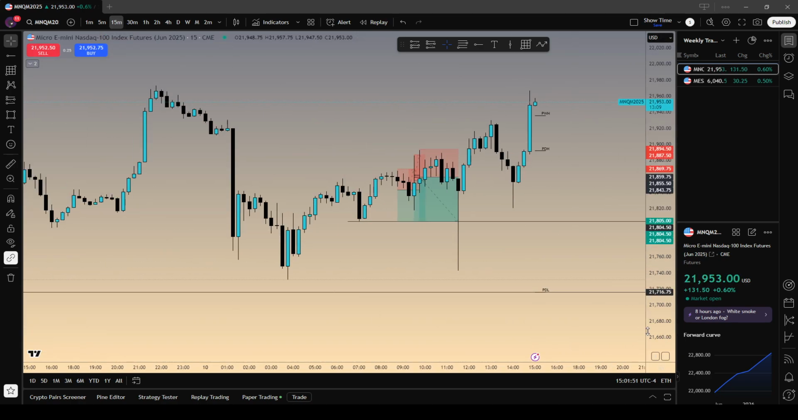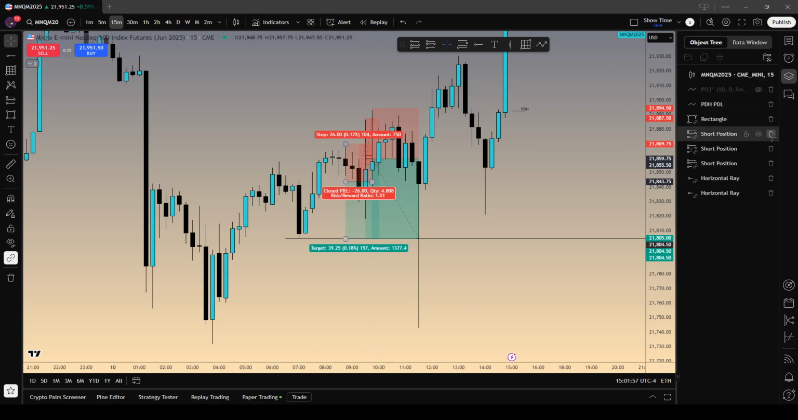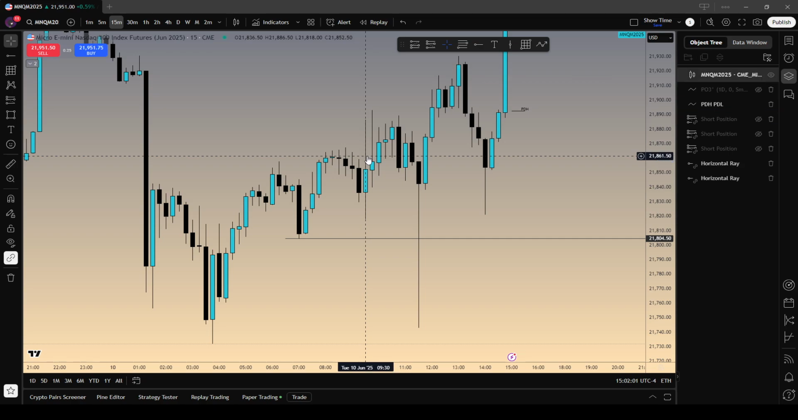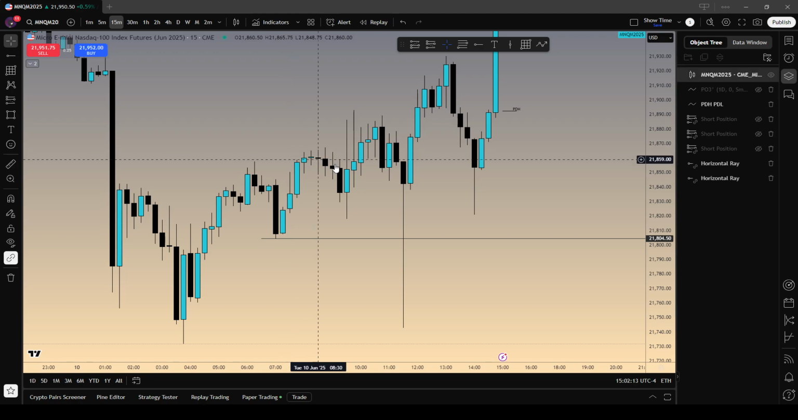On the 15 minute, you'll see we have this sweep. It's hard to see with all this on here, but we have a nice sweep. Let me get rid of this. A sweep of 15-minute highs within this hourly / 15-minute fair value gap / inversion fair value gap.